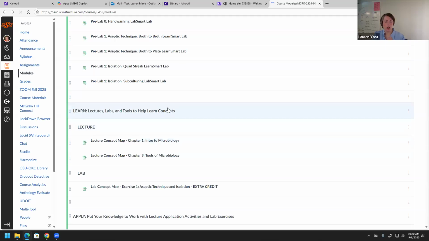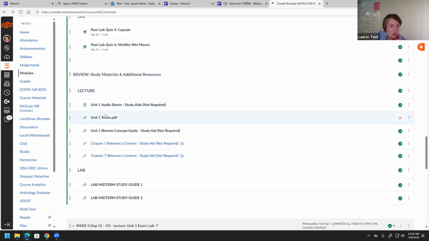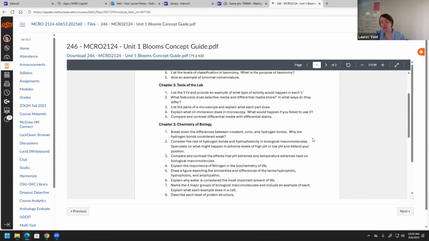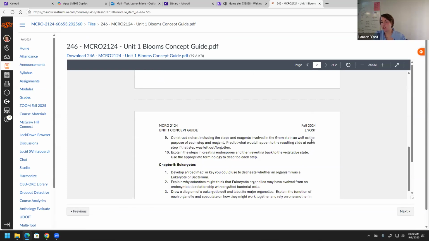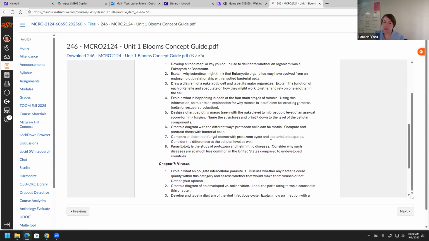So that's there. And if you are a terms person, there's a list of the terms. I put those at the bottom. The Bloom's concept guide, think of it as a study guide, but again, it's very similar to the learning objectives. They're just different kinds of questions. Some of them might be very similar, but anyways, explain, hypothesize, compare and contrast, create a diagram, whatever. It's that sort of stuff. So this is as close as we're going to get to the study guide.